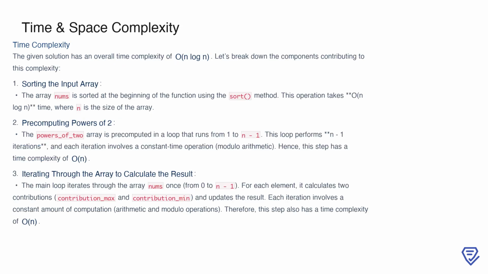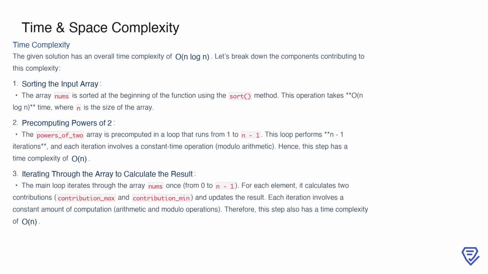Here, we analyze the time complexity of the given solution, which is O(n log n) overall. This complexity arises from three key components. First, we have the sorting of the input array nums, which is done using Python's sort method. Sorting an array of size n takes O(n log n) time, as it is the dominant operation in this step. Second, we pre-compute the powers of 2 modulo mod, which involves iterating from 1 to n-1. Since each iteration involves constant time operations like modulo arithmetic, this step has a time complexity of O(n).